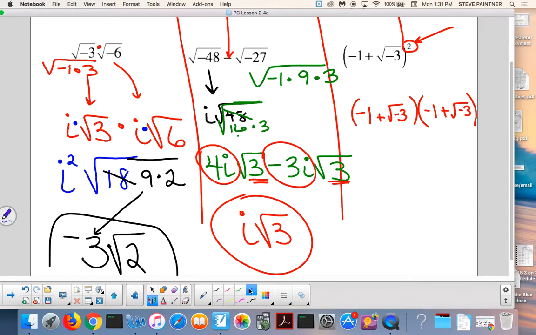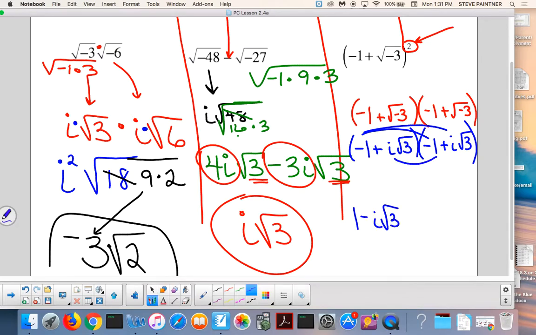Make them imaginary. Okay, Katie. Square root of negative 3 is what? She says i square root of 3. Is she right? Yes, she's right. Negative 1 plus i square root of 3. Now FOIL it. Negative 1, negative 1, that's 1. This would be negative i square root of 3. This would be what? Negative i square root of 3.